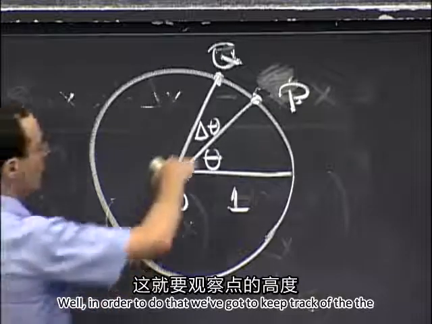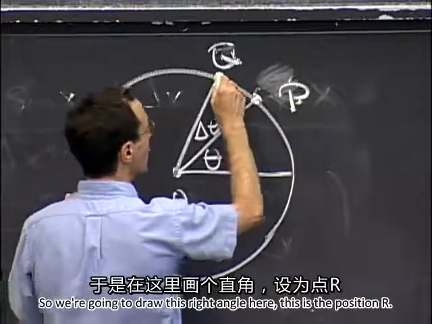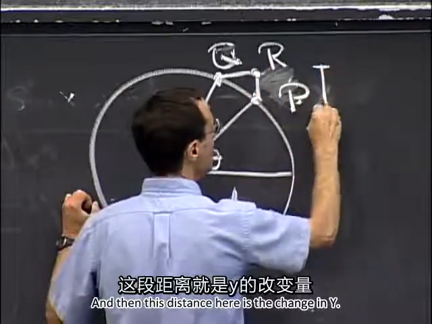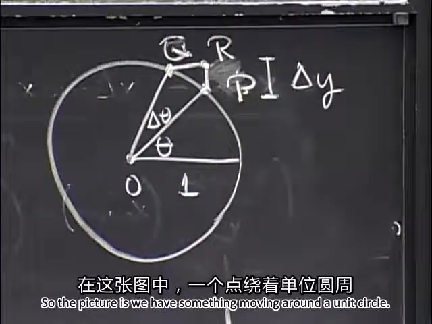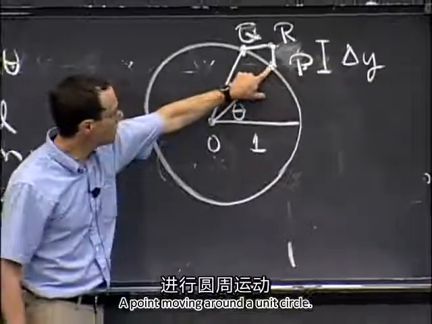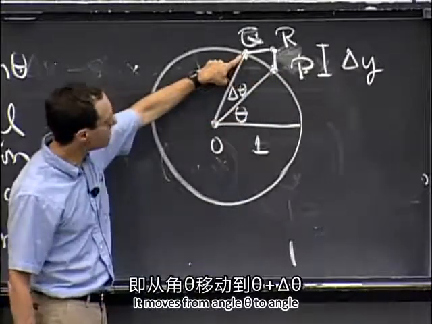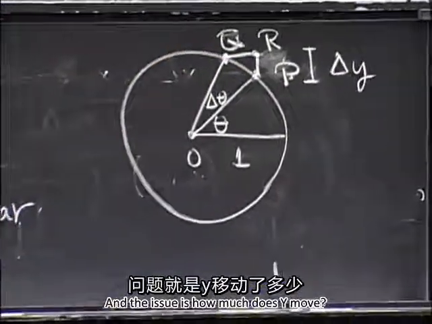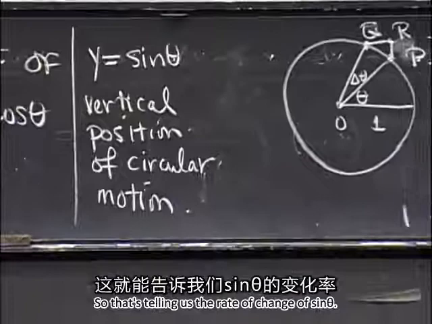Well, in order to do that, we've got to keep track of the height, the vertical displacement here. So we're going to draw this right angle here, and this is the position R, and then this distance here is the change in y. All right, so the picture is we have a point moving around a unit circle. It starts at P, it moves to Q. It moves from angle theta to angle theta plus delta theta. And the issue is, how much does y move? And the formula for y is sine theta, so that's telling us the rate of change of sine theta.